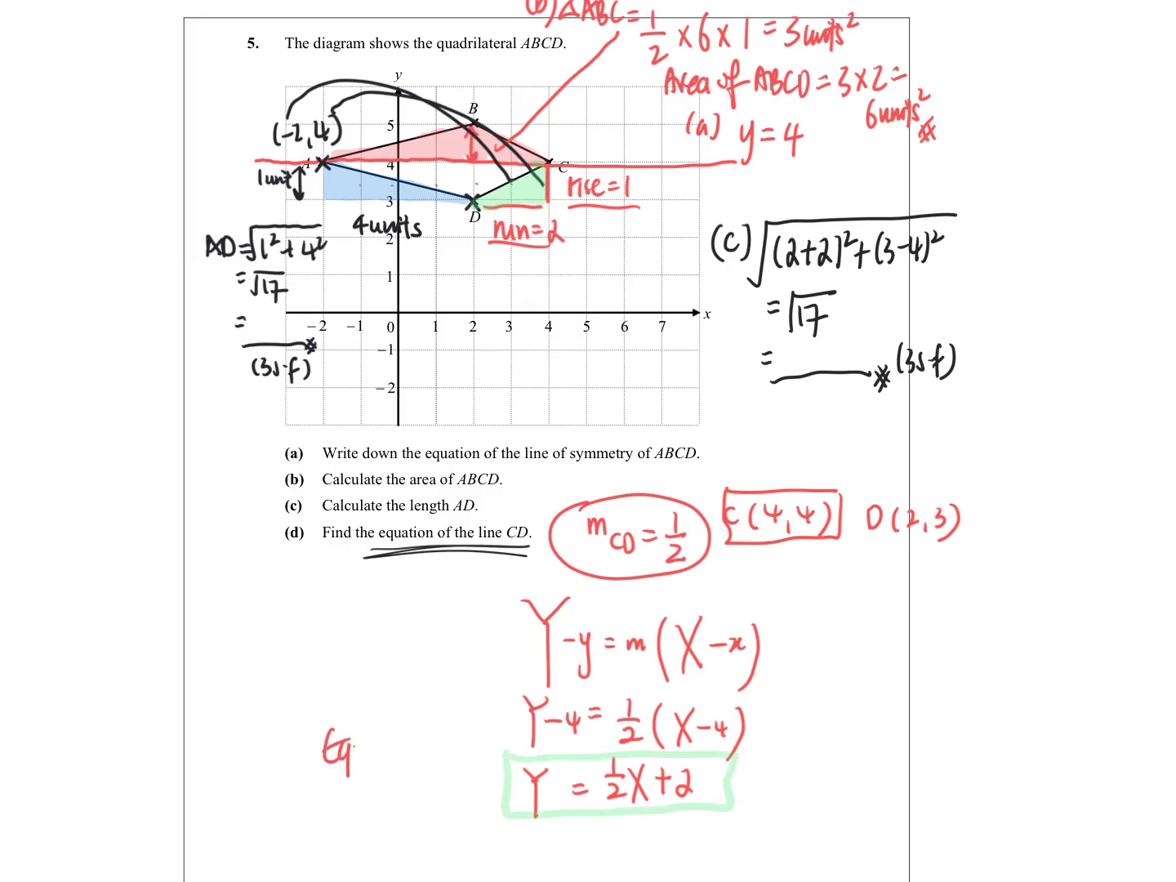Where do you get 4 and 4 from? This is the coordinate C. This is D. Just read from the diagram. Yeah, we should do it partial fraction.